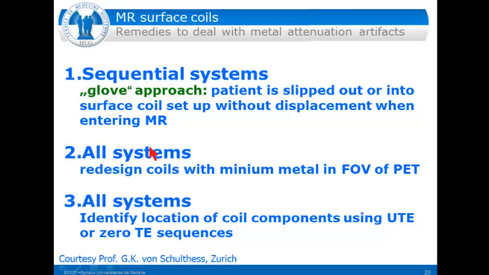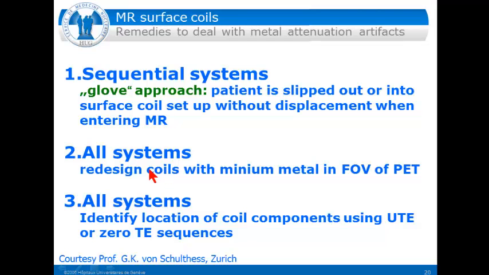Because that's the problem. I will talk about that also a little bit later. What are the problems there? Therefore, the sequential systems use a glove approach, so the patient is slipped into or out of the surface coil, set up without any displacement when entering the MR. In all systems, the vendors had to redesign the coils with a minimum of metal in the field of view of PET in order to avoid attenuation artifacts by these metal parts in the coils.